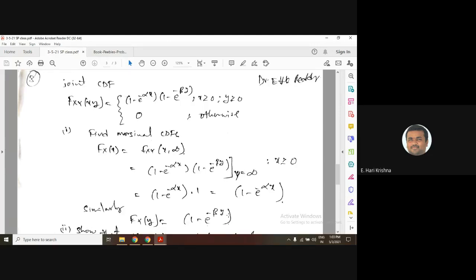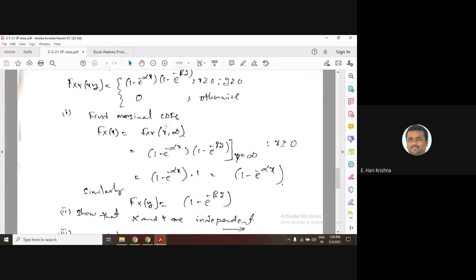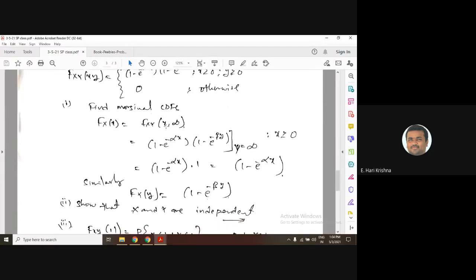One important conclusion is that if the joint CDF is equal to the product of the marginal CDFs, then you can say they are statistically independent. X and y random variables are statistically independent because Fx of x is 1 minus e power minus alpha x and Fy of y is 1 minus e power minus beta y. If I multiply these two, I will get the joint CDF. So we can say they are statistically independent random variables. The second question is to show that x and y are independent. Just now we have seen.